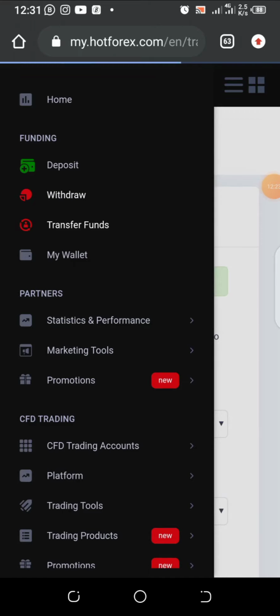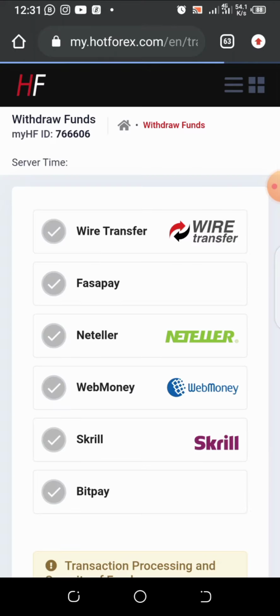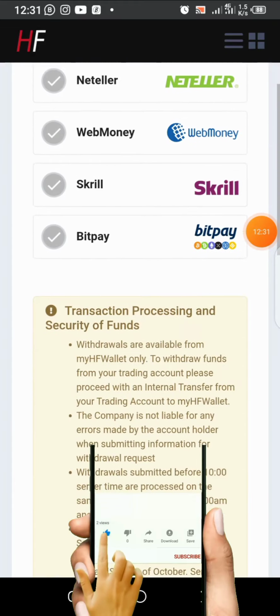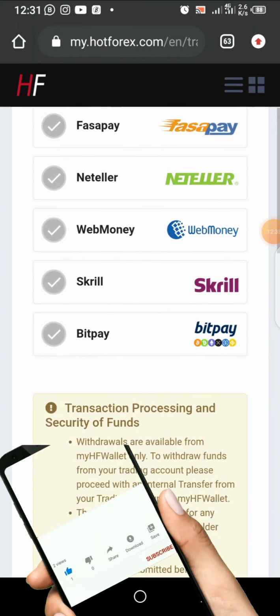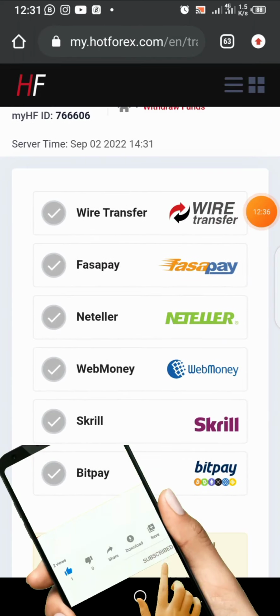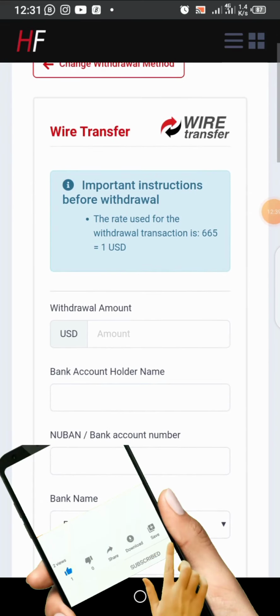So when you click on withdraw, you will have the opportunity to withdraw your money to your bank account. You can just click on wire transfer, or click on any way you want to withdraw your money. I want to use wire transfer, so I want to withdraw everything that is there.